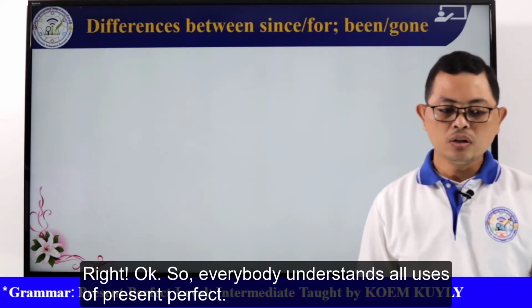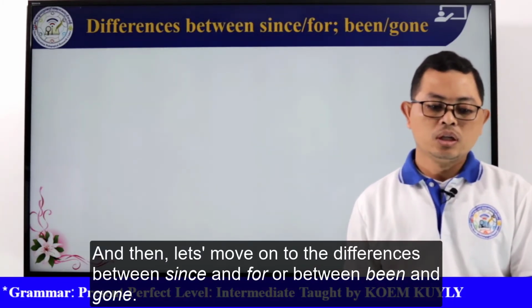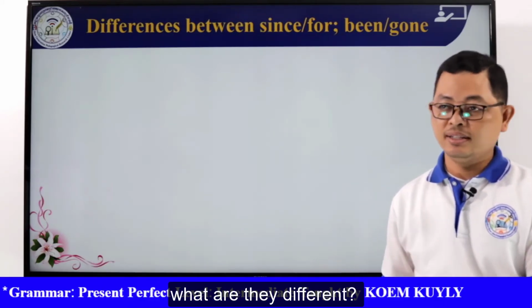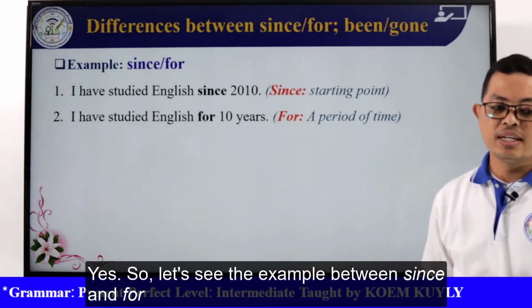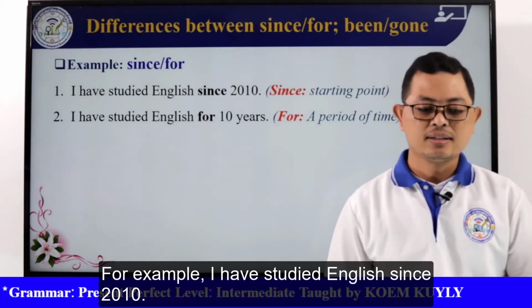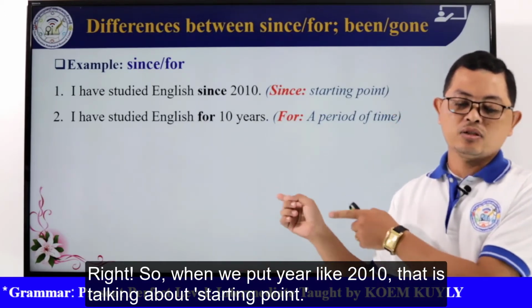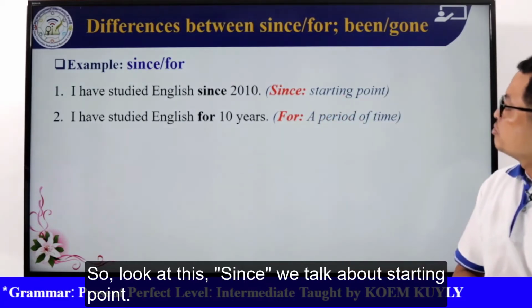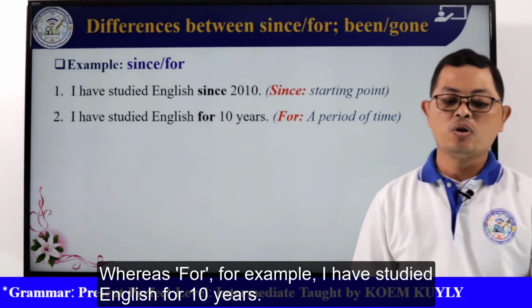Okay, so everybody understand all uses of present perfect, and then let's move on to the differences between since and for, or between been and gone. What are they different? Yes, so let's see the example between since and for. For example, I have studied English since 2010. Right? So when we put a year like 2010, we talk about a starting point.